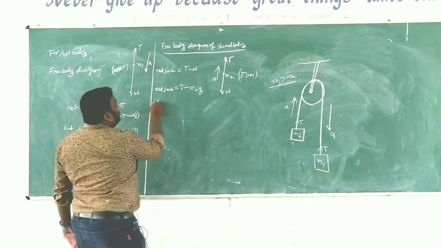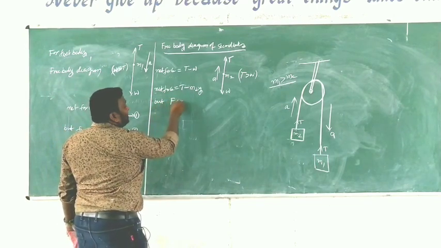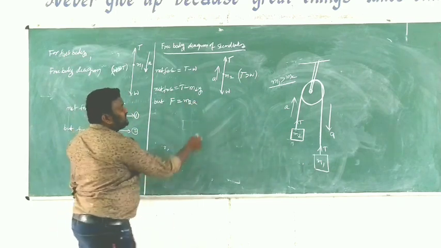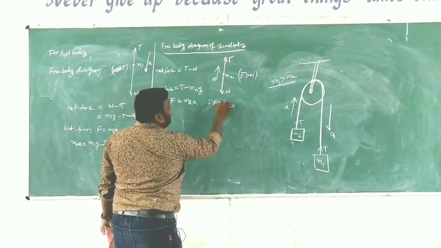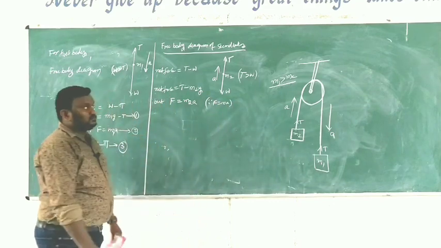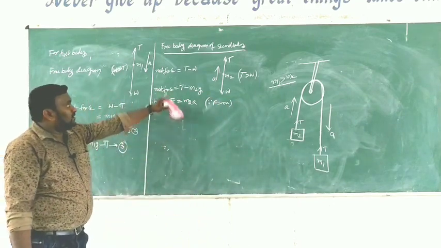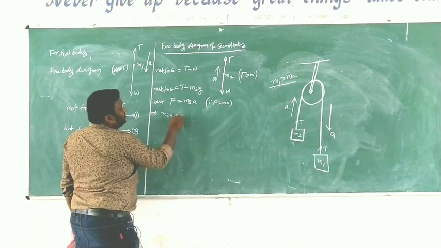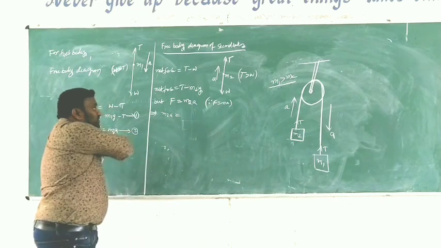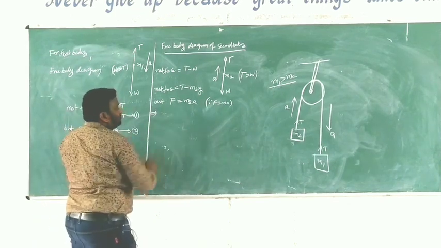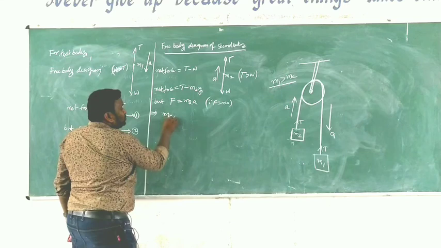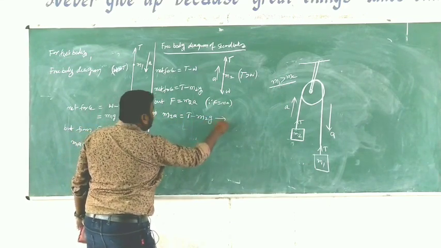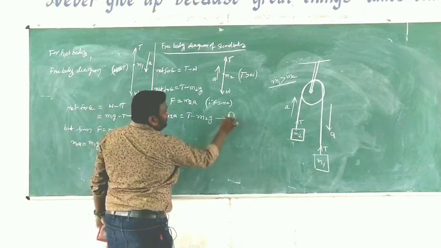But what do you have? F is equal to ma, net force. That's why I am writing here for the second body, M2A, since here F is equal to ma is the net force. Then what do you get? We write M2A is equal to T minus M2G. Now this is equation number 4.